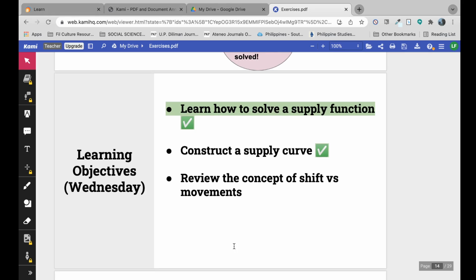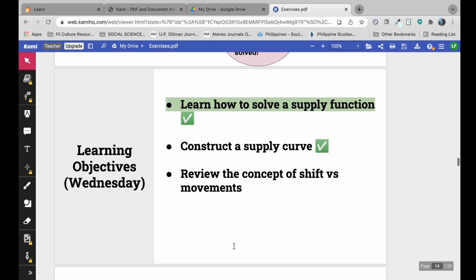So today we're gonna do the third objective. Yesterday we learned how to solve a supply function and then to construct a supply curve. So today we're gonna review the concepts of shifts versus movements. But since we already know the idea of movements, specifically we're gonna focus on reviewing shifts.